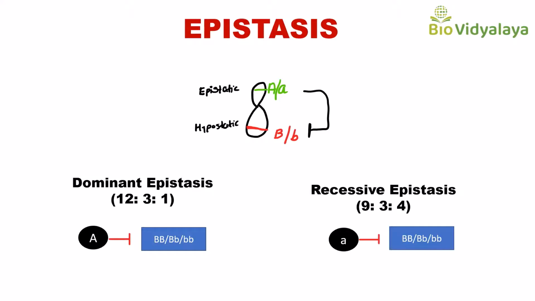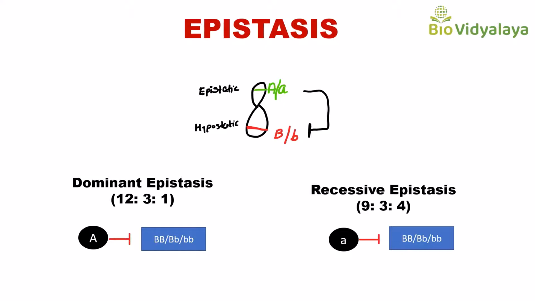First we can do a quick revision of what we studied in our last lecture video. If one gene is masking the expression of another non-allelic gene, then we can call it epistasis. The gene that is masking the expression of another gene is called the epistatic gene, and the gene that is masked by the epistatic gene is called the hypostatic gene.